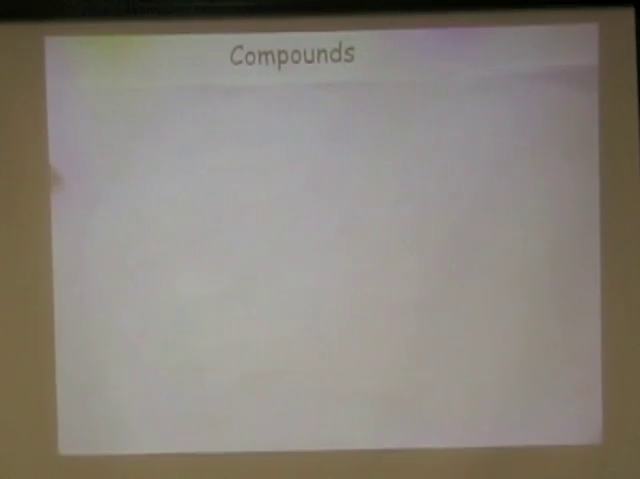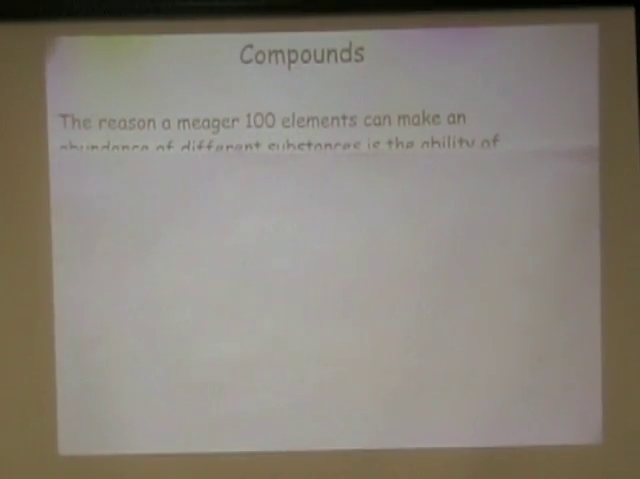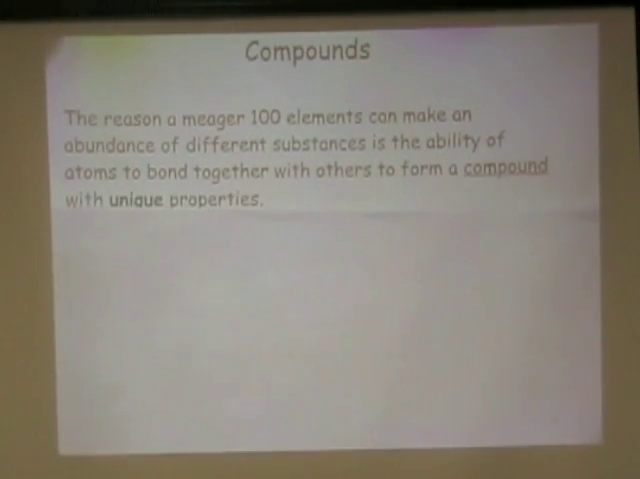Well, the reason a meager 100 elements can make an abundance of different substances is the ability of atoms to bond together with other atoms to form a compound that has unique properties different than the atoms that make up the compounds.